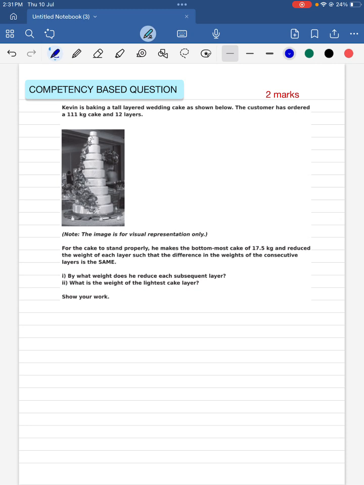In this video, I'll be doing a competency-based question for 2 marks. Let's look at the question. Now, Kevin is baking a tall layered wedding cake as shown below. The customer has ordered a 111 kg cake and 12 layers.